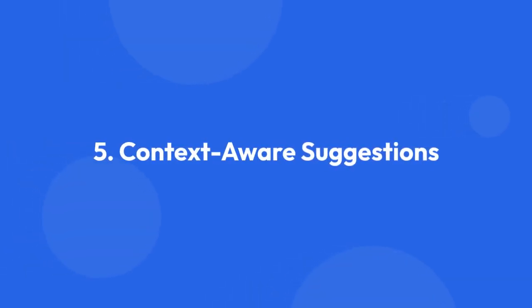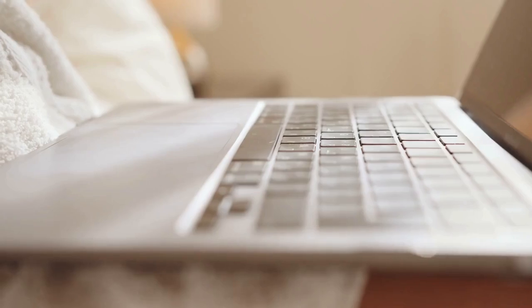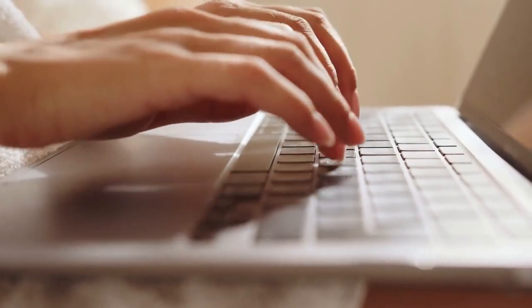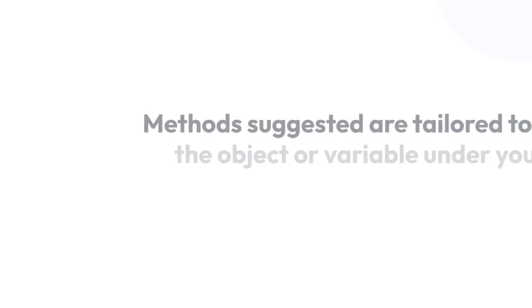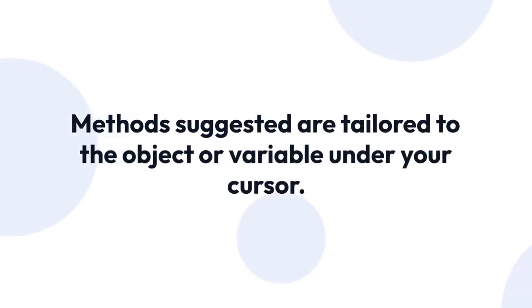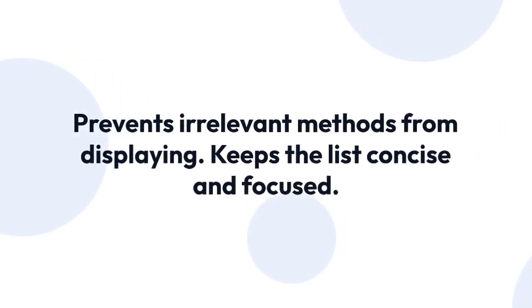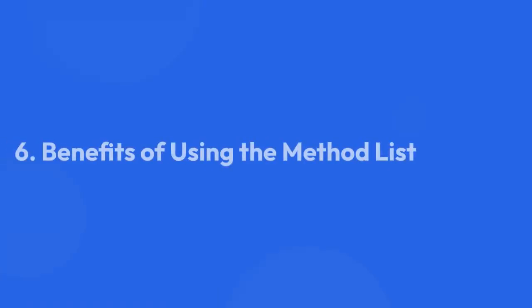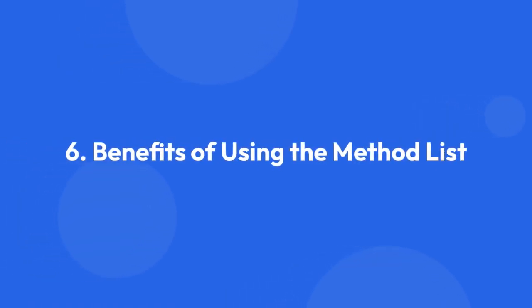5. Context-aware suggestions. One of the most powerful aspects of the method list is its context awareness. The methods suggested are specifically tailored to the object or variable under your cursor. This prevents the display of irrelevant methods, keeping the list concise and focused on the possibilities available within the current coding context.